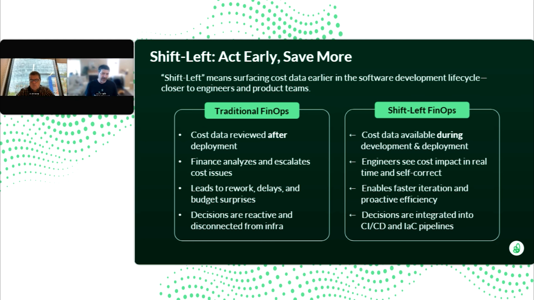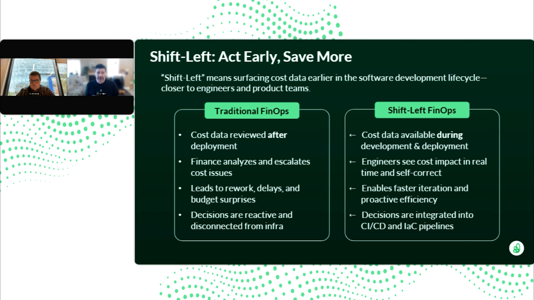In traditional FinOps, finance would typically analyze and escalate cost issues, right? It's talking about a knock on the door. Hey, how come our AWS EKS costs went up by 50% this month? Did we launch a new product? Did we add a bunch of customers? Can you help explain this to me?